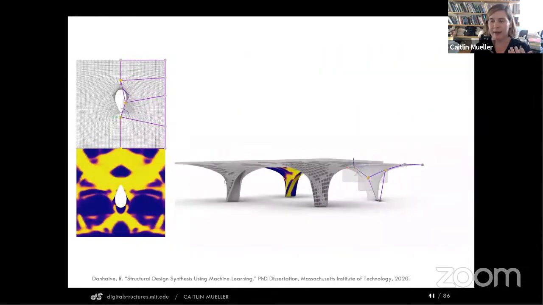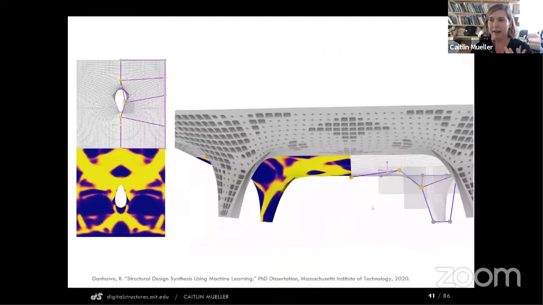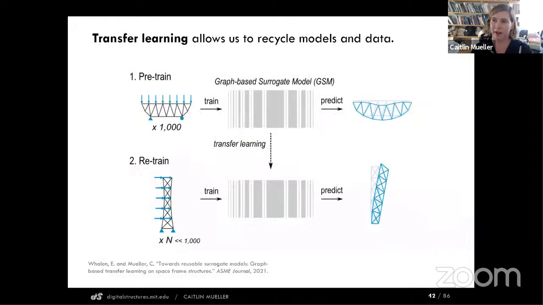Surrogate modeling has the limitation that it's only as good as its training set, and it does require a lot of time to generate good training data. Almost all the training data we use in our own work is synthesized from our own parametric models. So lately we've been working on how to make more generic surrogate models that can be used across problem types or across design processes.